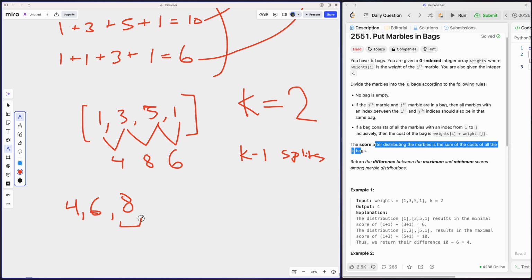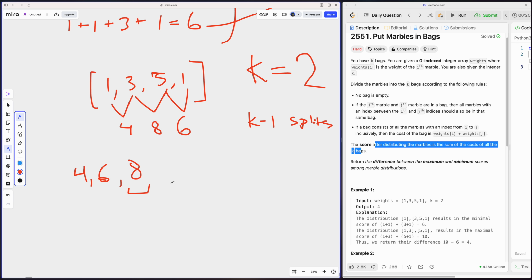So the max score will be the last K minus 1 splits. So it would be like 8, right? And then for the minimum score, it would just be the first K minus 1 splits. So it would be right there. And then you see that this is the max and that's the min. So 8 minus 4 is equal to 4. And that's exactly what they want.